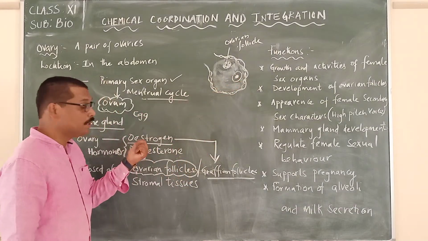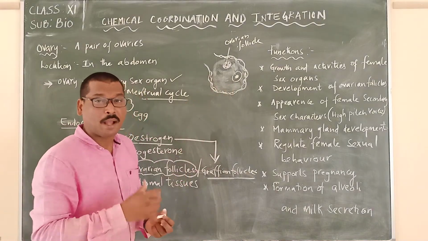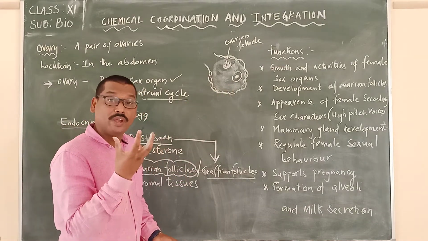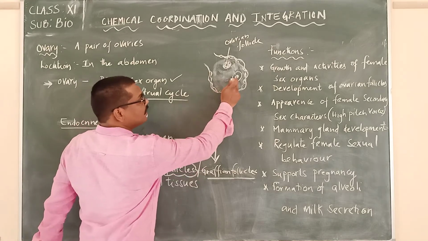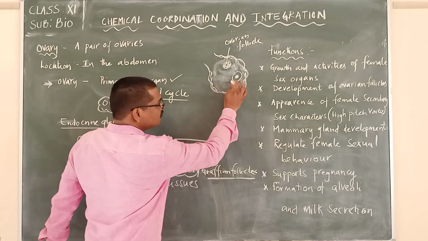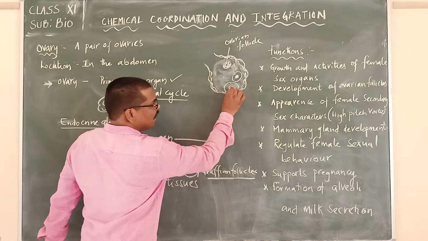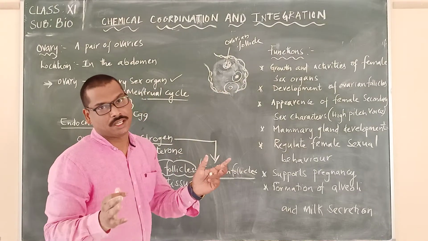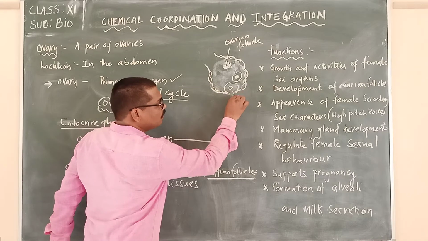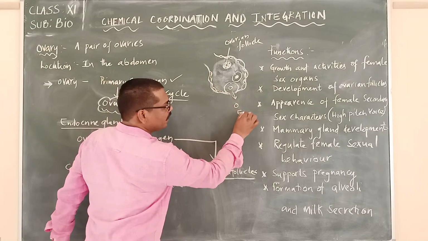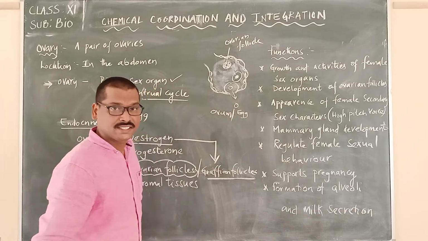Ovarian follicle is involved in producing which hormone? Estrogen, we are saying. Now when the ovarian follicle is completely developed, we should remember that it is carrying the egg. Once it is completely developed, this ovarian follicle will rupture and it will release now what? The egg. Okay, it is releasing the egg, or we are calling it as what? Ovum.